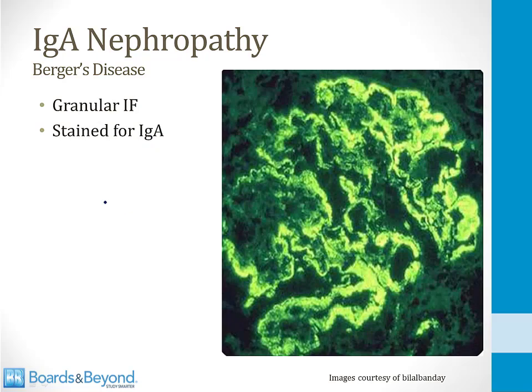Just like in post-streptococcal glomerular nephritis, we have a granular immunofluorescent staining pattern in this disorder. What's different, however, is that if you want to see the granular pattern, you must stain for IgA. In post-streptococcal glomerular nephritis, we stained for IgG and C3, and we saw a granular appearance. In this disorder, you must stain for IgA to see the granular immunofluorescence.